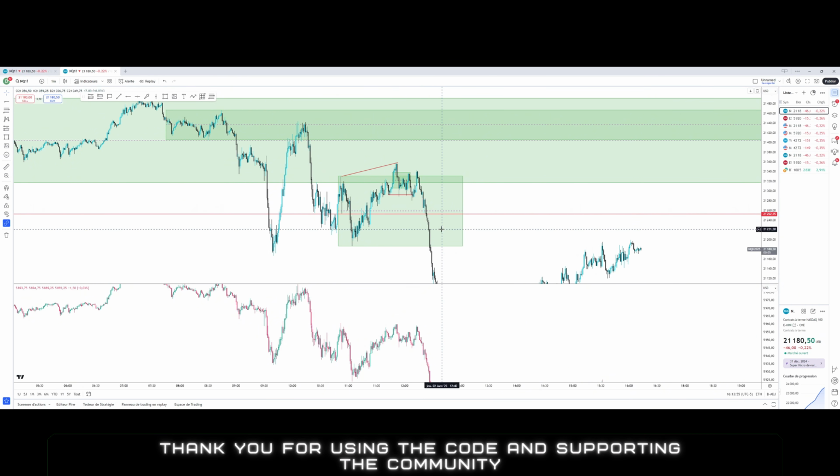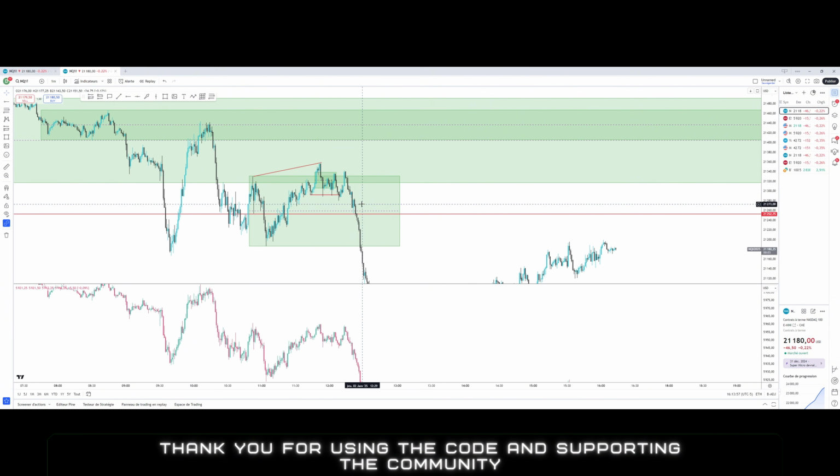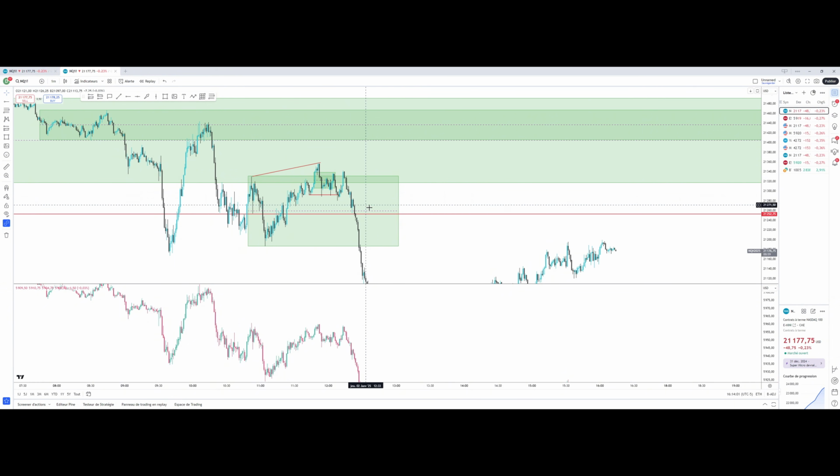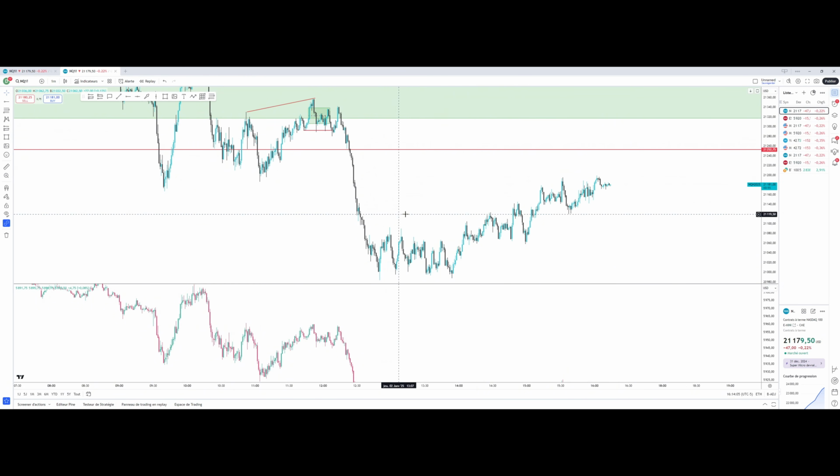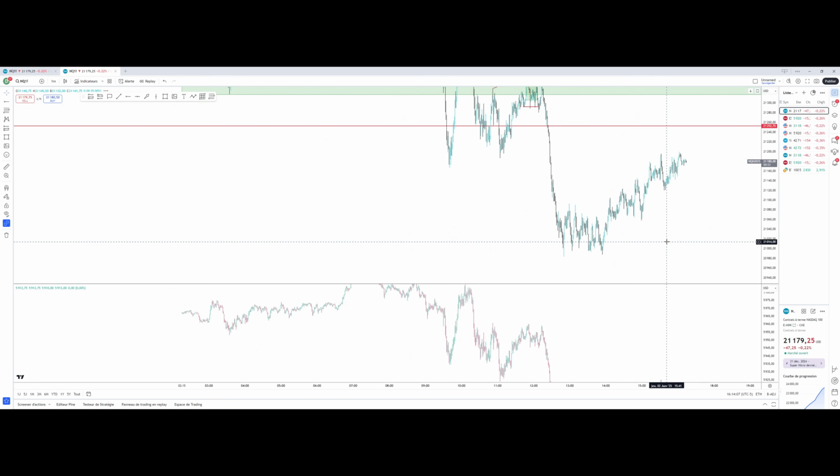If you wanted to go long, just wait for something to break. Wait for an IFVG or some confirmation in here. If not, don't try to play the genius.